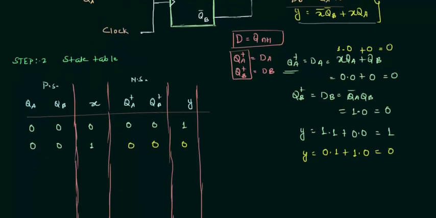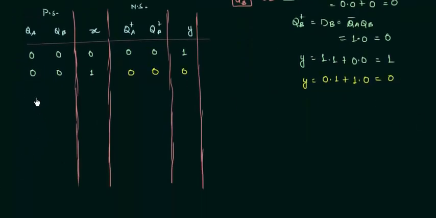In the same way, you will do the next 6 cases, and they are 0, 1, 0, 0, 1, 1, 1, 0, 0, 1, 0, 1, 1, 1, 0, and 1, 1, 1. You have to find out the value of the next state and the output.